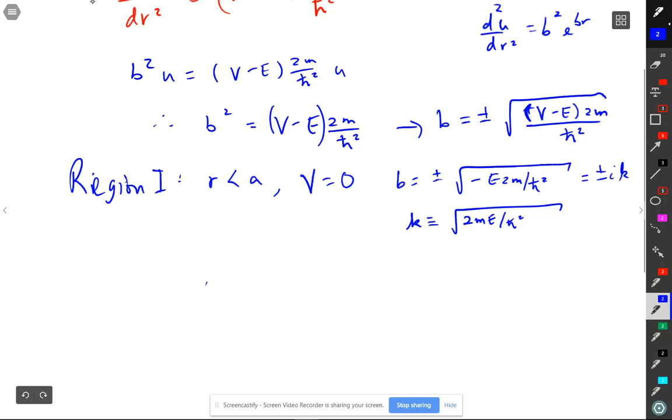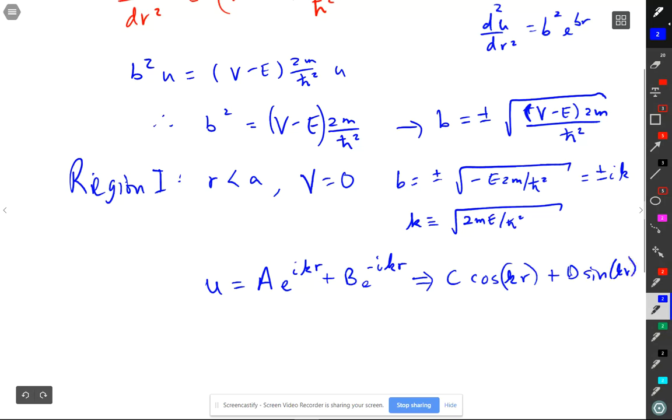So that means u must equal a, and let's just put cosine and sine for the, well, there's technically based on what I did, which is equivalent to c cosine, oh, I forgot the r's, cosine kr plus d sine of kr.